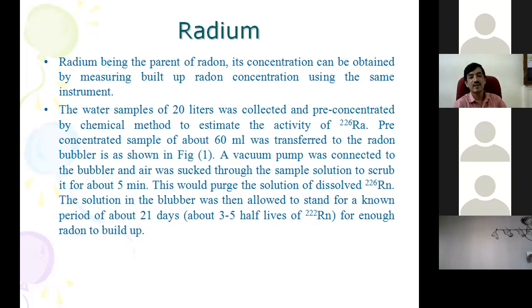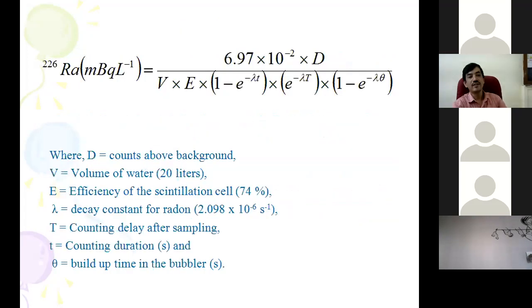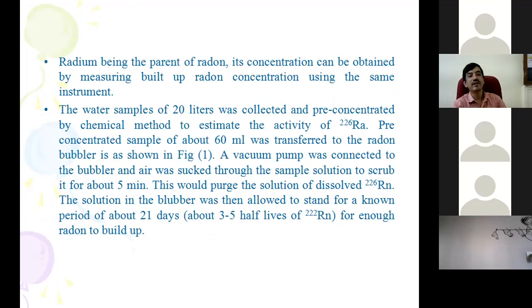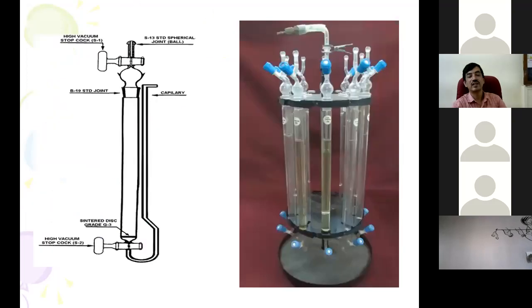Slowly we will evaporate the water sample. A concentrated water which contains the whole radium which was originally present in 20 liters of water will be taken, and this water will be filled into these bubblers. I will go to the previous slide. That means 20 liters of natural water sample will be reduced to 60 ml. This is a very tedious process. It will take 5-6 days total time. That means 20 liters is reduced to 60 ml and filled inside this bubbler.